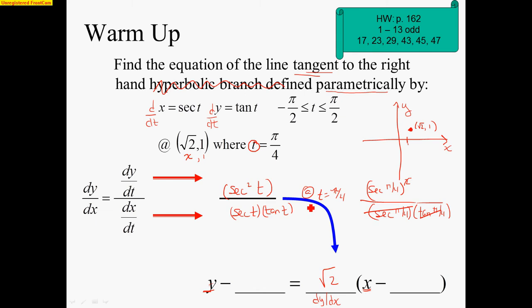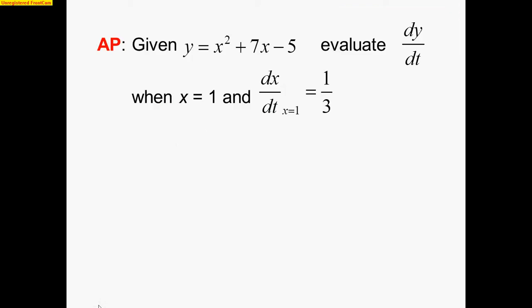The x coordinate is also root 2, and the y coordinate is 1. So the equation of the tangent line looks like that. You can add this to your warm-up.